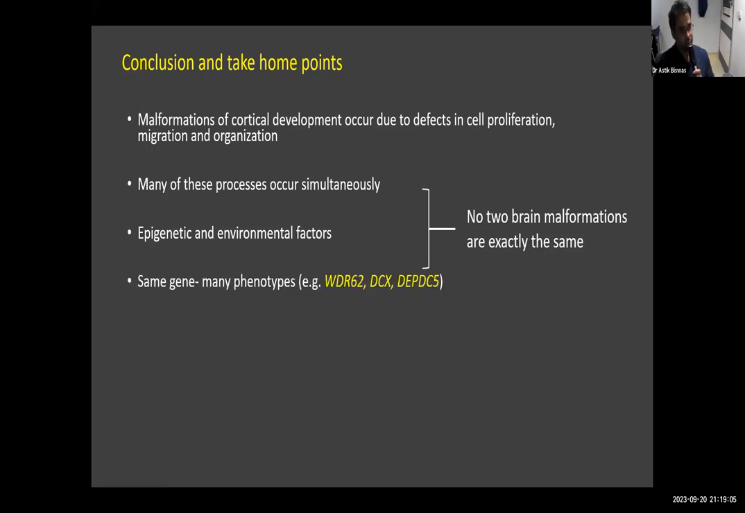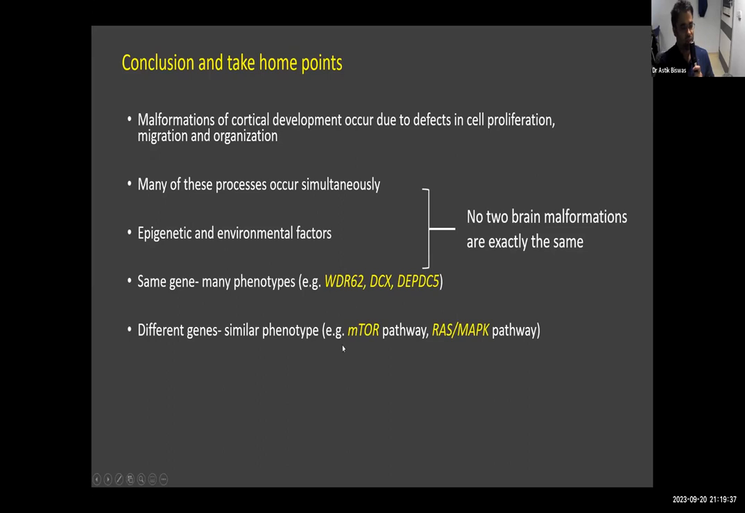The other important concept to remember, and we saw examples of this, is that the same gene can cause different phenotypes. So WDR62, for example, can cause microcephaly with polymicrogyria or just simplified gyral pattern. DCX mutation can cause subcortical band heterotopia or frank, severe agyria. DEPDC5 can cause polymicrogyria and FCD. And again, different genes cause a similar phenotype, and that's useful if you look at the whole thing as a pathway rather than single gene disorders.